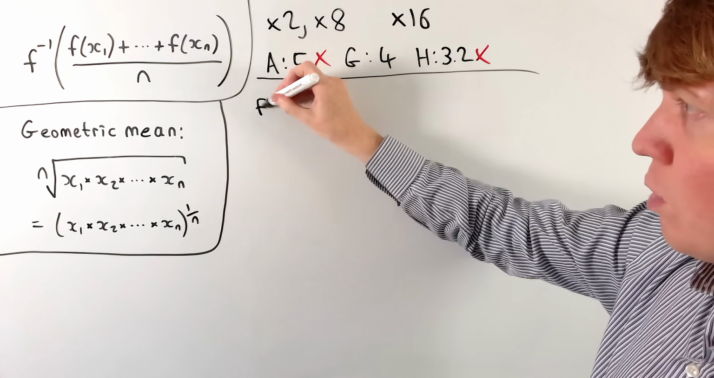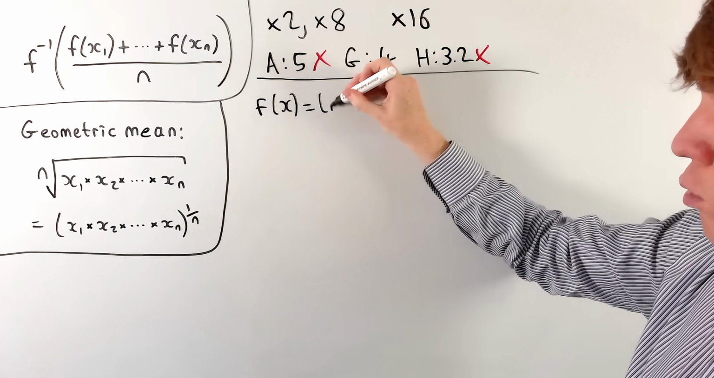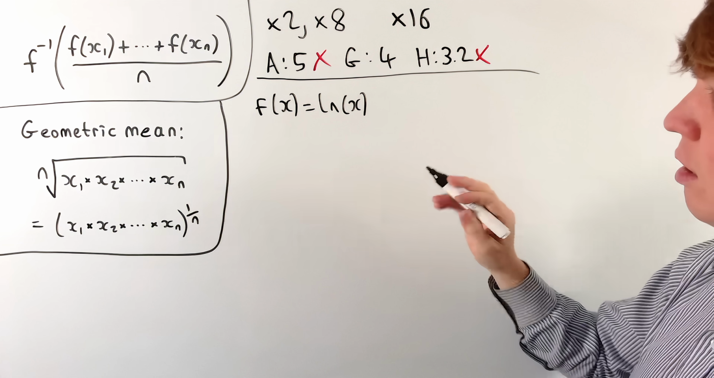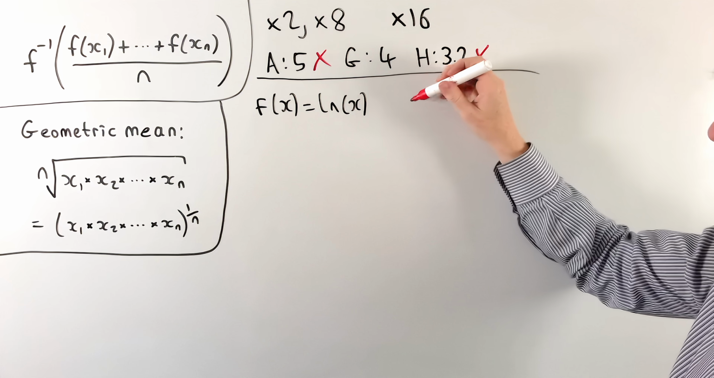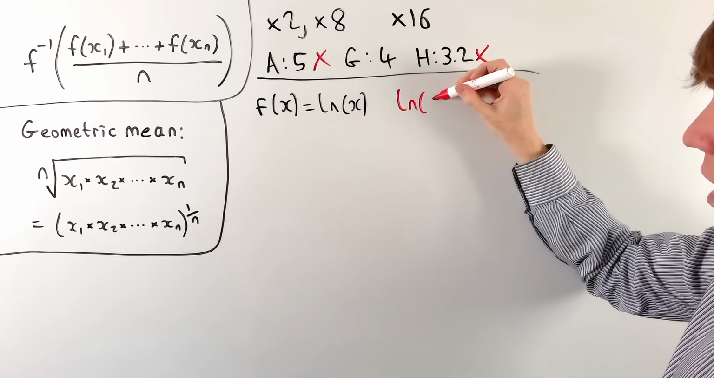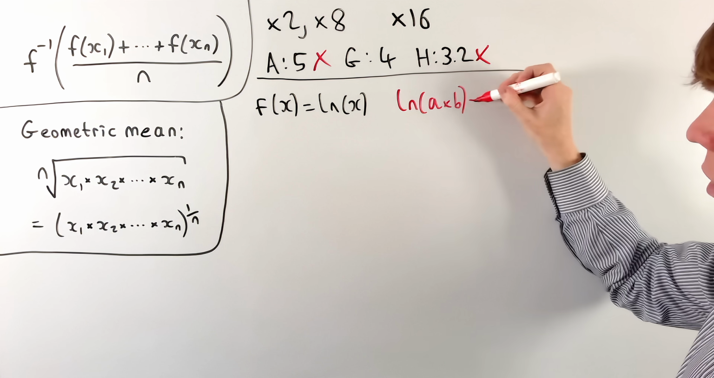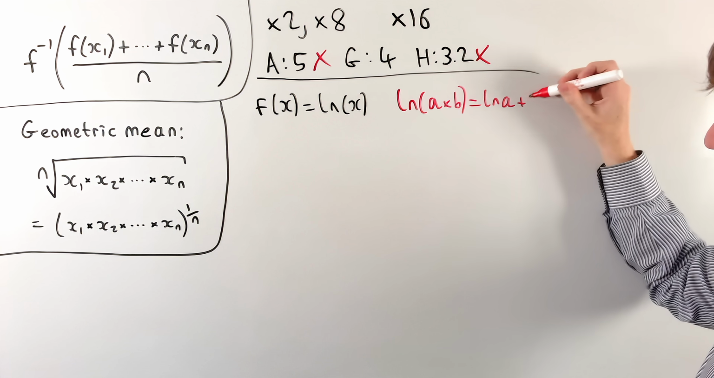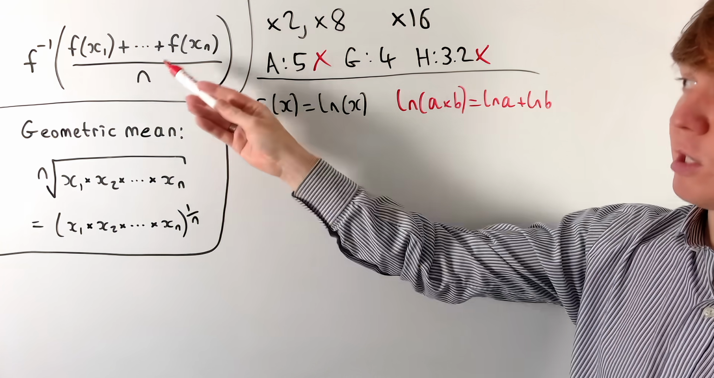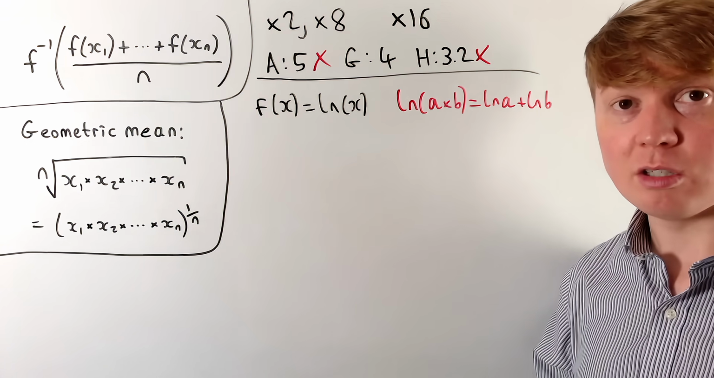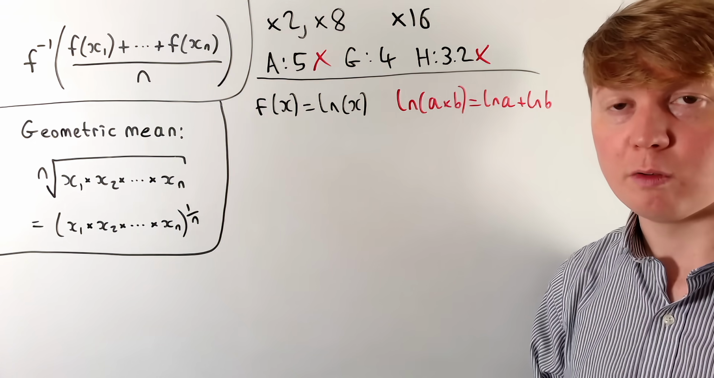So if we try this with f of x being the natural logarithm of x, then we're going to take advantage of the property of logarithms that if you have the logarithm of a product, so let's say we've got ln of a times b, we can rewrite this as ln a plus ln b. So now you can see how if we had ln x1 plus ln x2 and so on, you'd be able to turn this into the natural logarithm of a product.